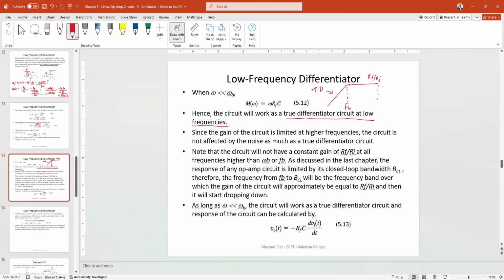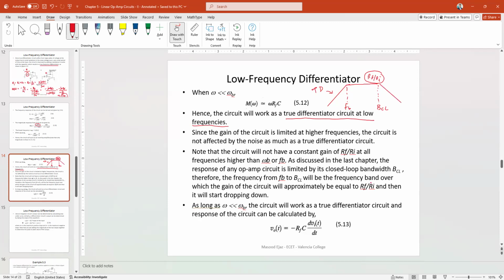But remember, you also have the closed loop bandwidth of any circuit. And let's discuss basically your inverting amplifier. At closed loop bandwidth, the gain is going to be down by 70.7% of the DC gain, right? Which is basically RF over R input. So it is not going to work as an inverting amplifier for all frequencies above FB. It is going to work pretty much until BCL, and after BCL the gain is going to start going down.